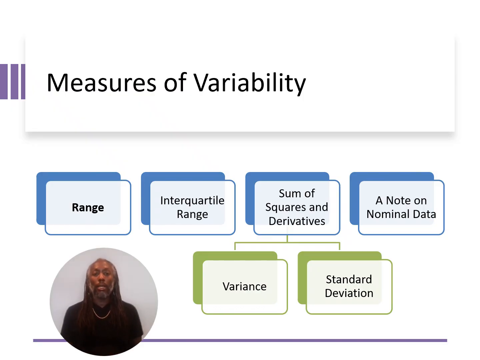Here I've listed out a number of different measures of variability that are commonly used. I will go through and describe each one of these here, and you'll notice that on the right, I mentioned that I'm just going to give you a note about nominal data. I'll tell you up front, the measures of variability that we're going to cover in any depth in this particular recording cannot be used on nominal data. Those measures are the range, the interquartile range, the sum of squares, and some of its derivatives like variance and standard deviation.